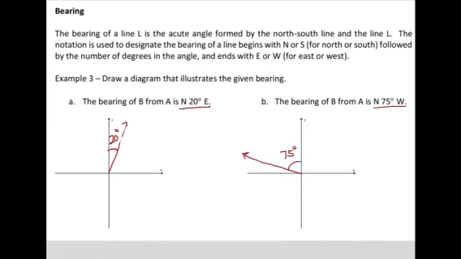It's different from when we measure angles normally, where we're always measuring from the positive x-axis. So now we're always measuring from the vertical axis, and it may be the positive y-axis, or it may be the negative y-axis. It's the positive y-axis when we start with north, and negative when we start with south. So let's take a look at a couple of examples where we start with south.